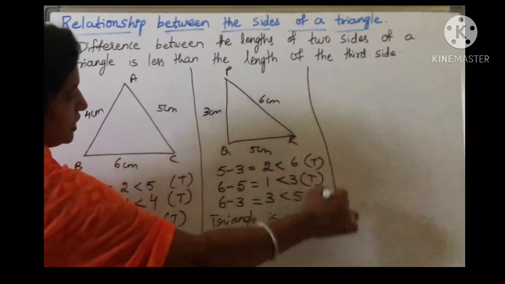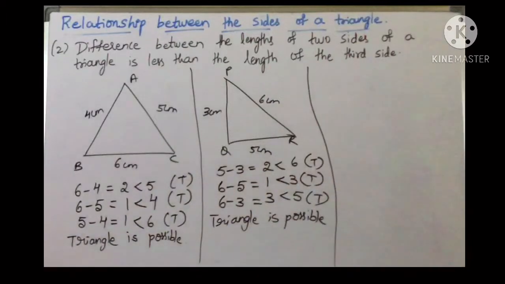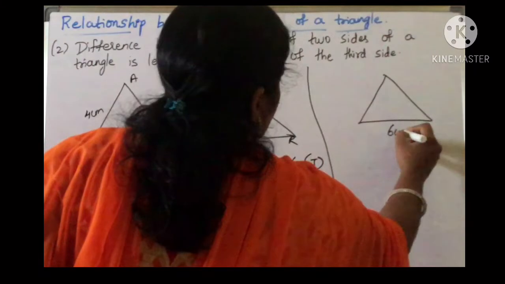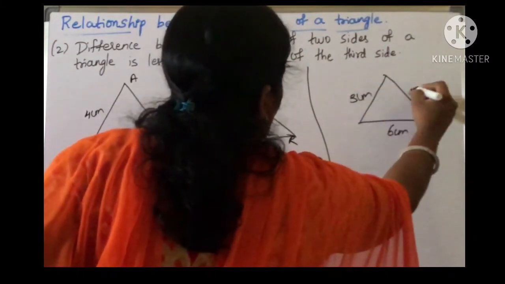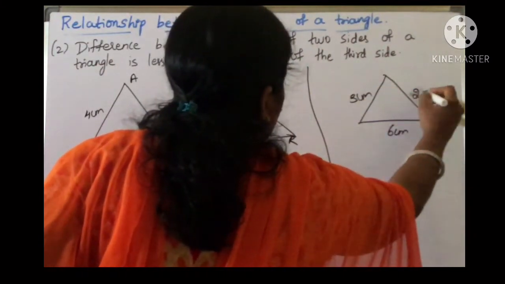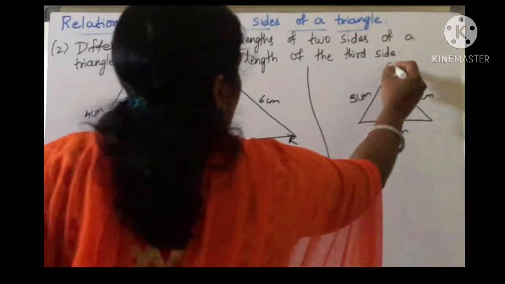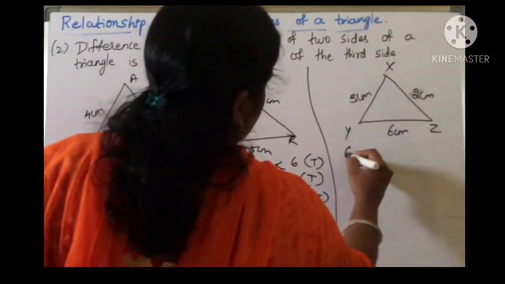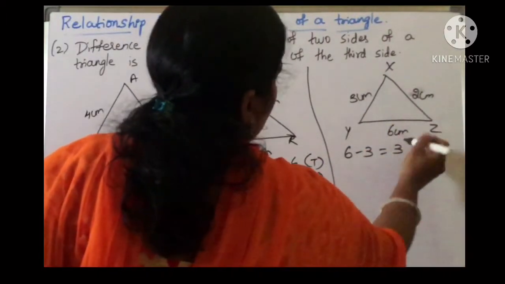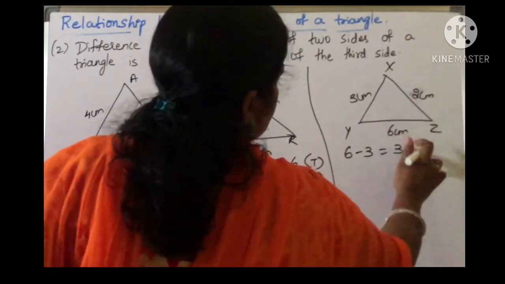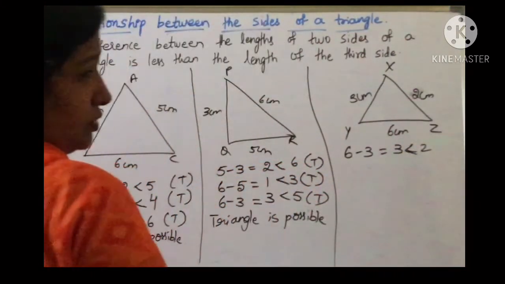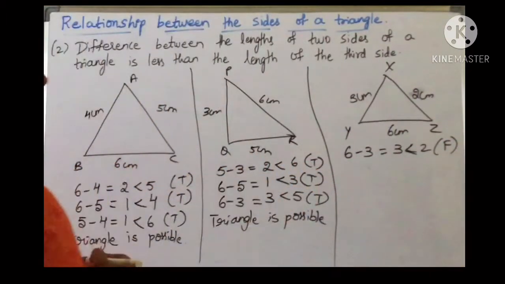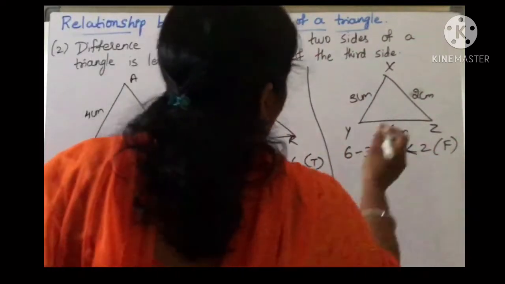Okay. Now we will consider where triangle is not possible. Right. Now for example, 6 centimeters, 3 centimeters, 2 centimeters. Okay. Here x, y, z. Now 6 minus 3. 3. Is 3 less than 2, children? What is other side? Is 3 less than 2? No, 3 is greater than 2. So here it is false. 3 is not less than 2. It is false. Right? Now other two sides.